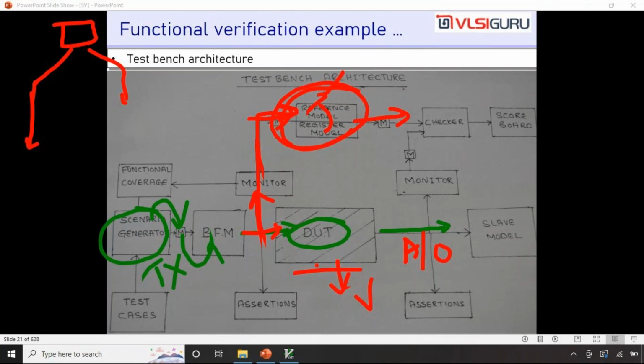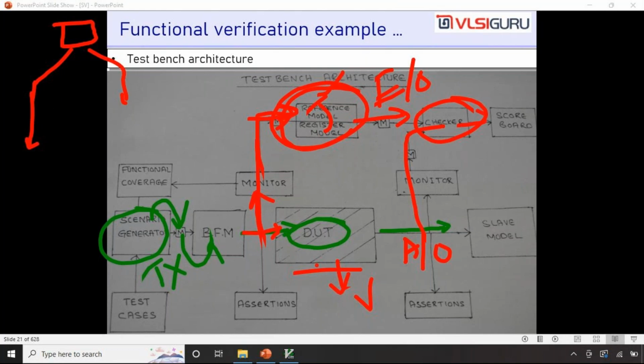Then what do you think I should do with the expected output and actual output? I should do the comparison. Simple, right? I should do the comparison. Where do you do the comparison? Tell me in this hierarchy, where do you think the checker is? So both the outputs are given to the checker.